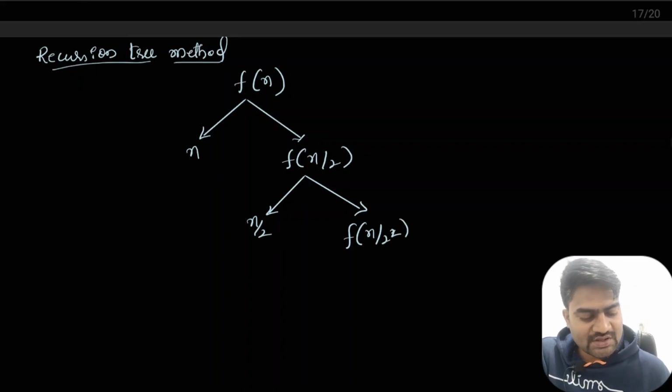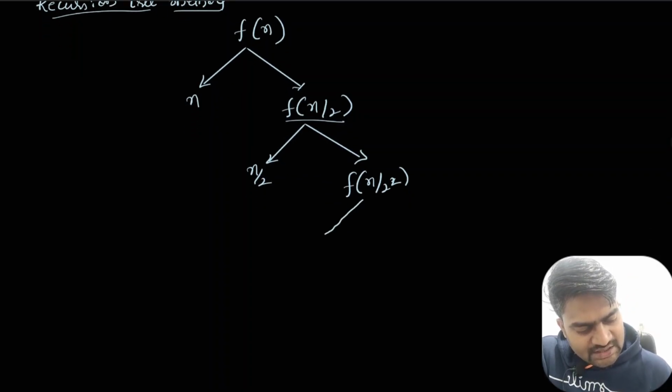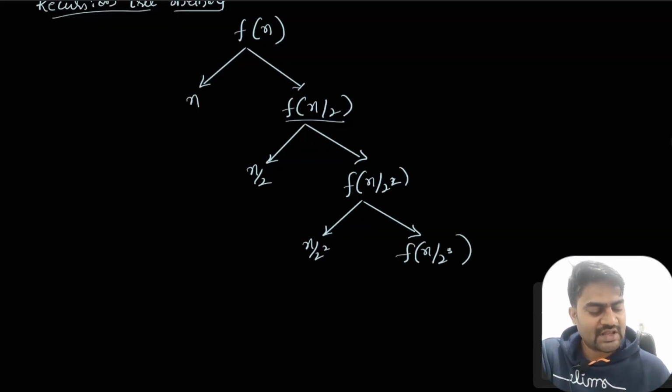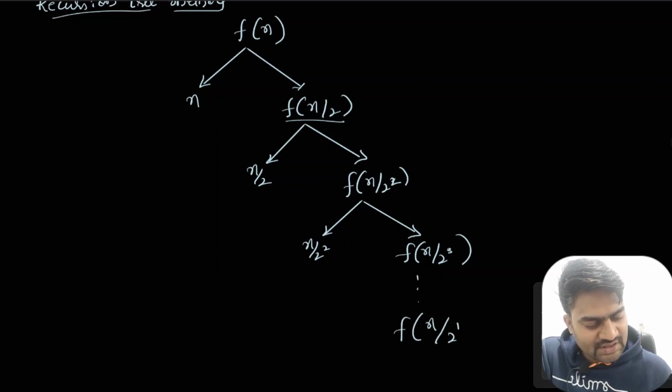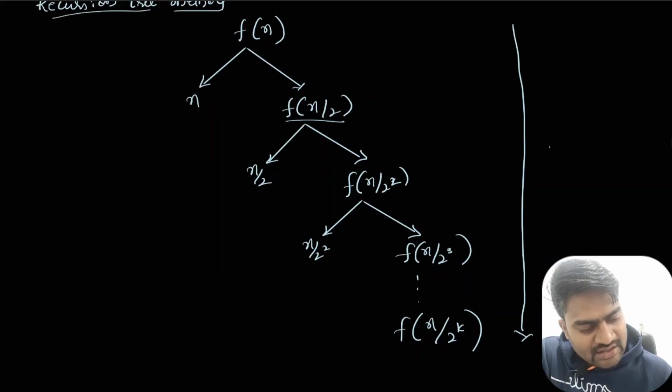Why n/2? Because when it calls f with n/2 as input, the for loop runs only from 0 to n/2. That's why it is n/2 units of work. Now from here again it is going to be n/2 square, then it calls f(n/2 cube), and so on. It continues till f(n/2^k). So basically it runs for k times.